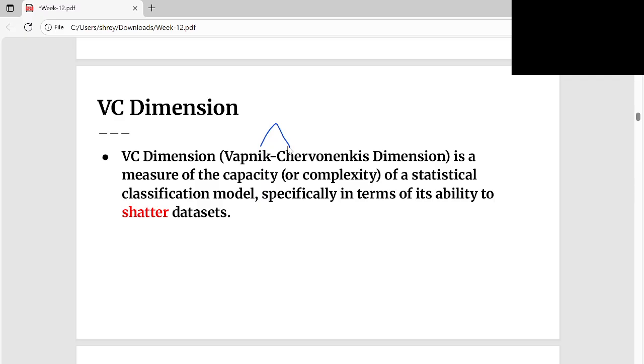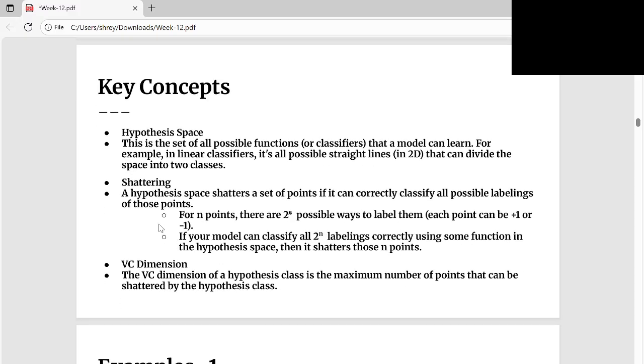And how we define it is in terms of the ability of the model to shatter a data set. Now, what is this shattering? Let me explain that. Before coming to the concept of shattering, first of all we define a hypothesis space, capital H. This capital H is the set of all possible functions or classifiers that a model can learn. If I am talking about SVM, this is one classifier, maybe this is another classifier, this is a third classifier, this is a fourth classifier.